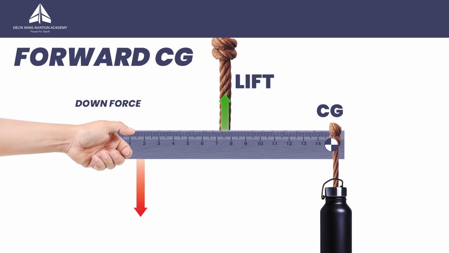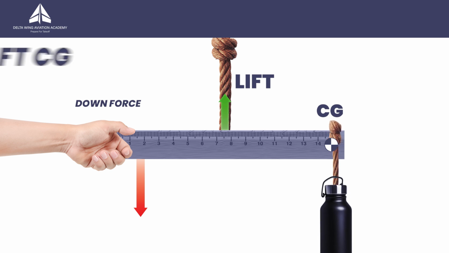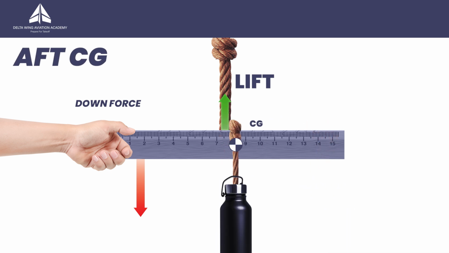Now, if I slide it back and bring the center of gravity right by the center of lift, now it's a very small force that my hand has to provide. So there's much less downforce on the nose because the center of gravity is further back, and we only need a very light downforce from the tail.